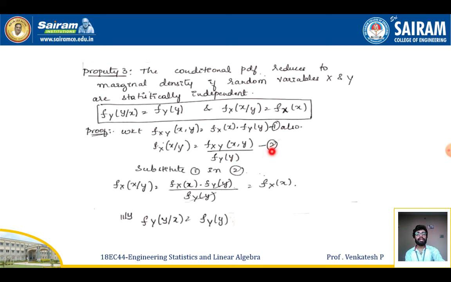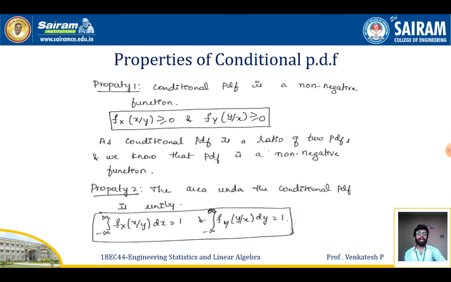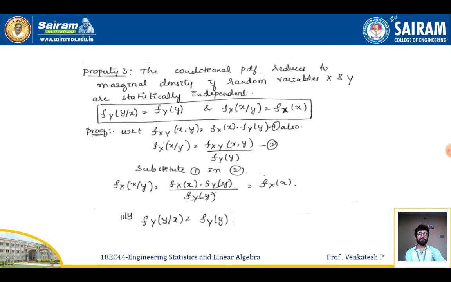So I'm going to replace equation number 1 in equation number 2. I will get f of x by y equal to the joint function f of x times f of y, divided by f of y. On replacing the value here, I can cancel f of y with f of y, so I get f of x. Similarly, I can prove that f of y by x will be given by the function f of y, using the same condition.